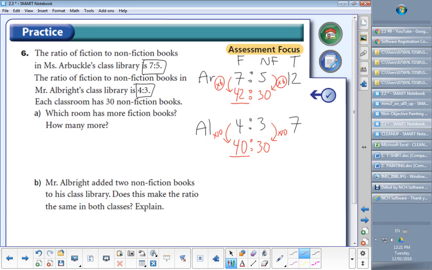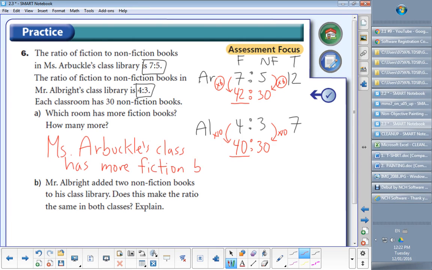So it would be Miss Arbuckle's class that has more fiction books. And how many more? She has 2 more. I'm going to write 2. I'm going to stick the 2 in there. Has 2 more fiction books.